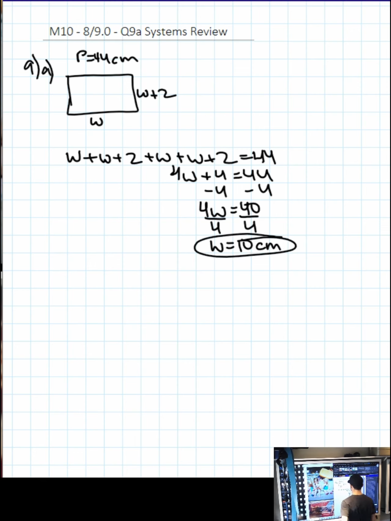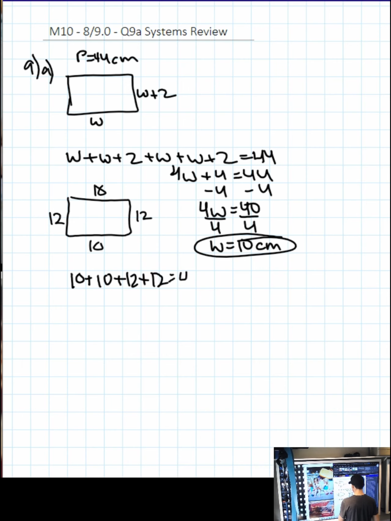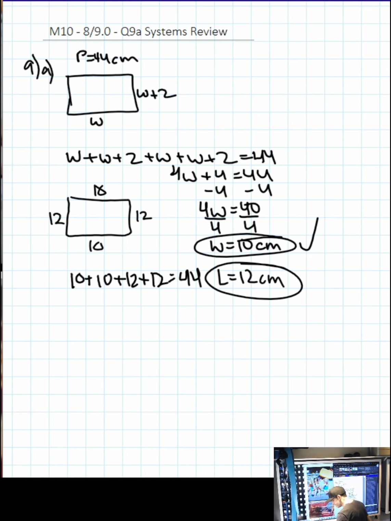Circle our answer. Check our answer. Redraw the diagram. Put in a width of 10. 10 plus 2 is 12. Put in the other dimensions, and check your answer. 10 plus 10 plus 12 plus 12 is equal to 44. We know that the width is 10 and the length is 12 centimeters. Awesome.